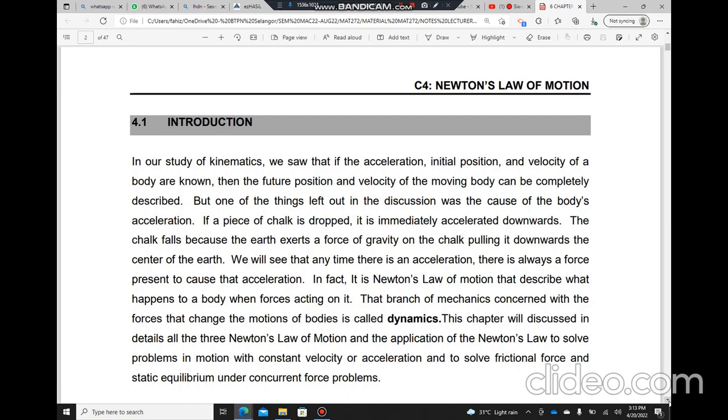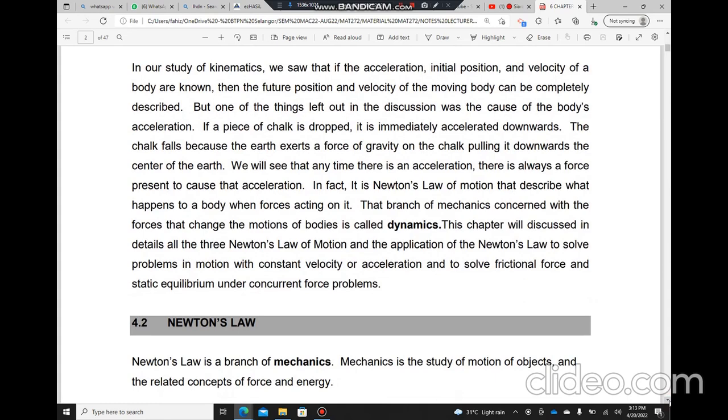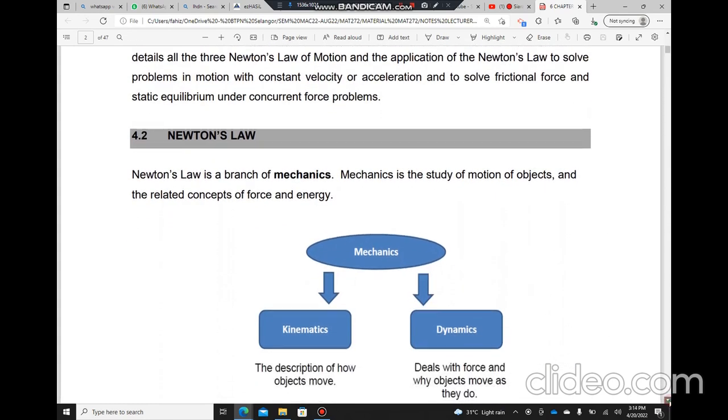This chapter will discuss in detail all the three Newton's laws of motion and the application of Newton's laws to solve problems in motion with constant velocity or acceleration, and to solve frictional force and static equilibrium under concurrent force problems. Okay, so this is just an introduction of Newton's law. Okay, so kita pergi detail lagi.